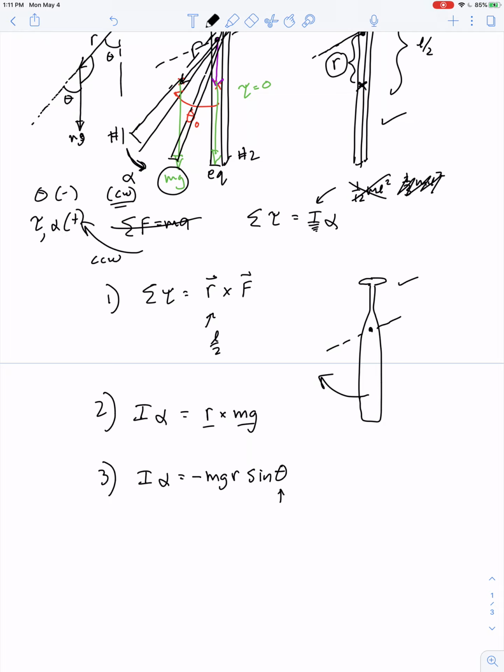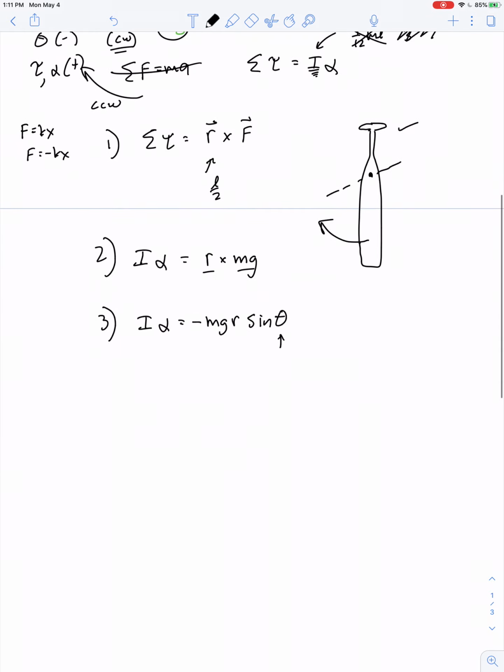So this is kind of like when we write Hooke's law. We don't say F equals kx, we say F equals negative kx due to the nature of the restoring force. So because this is a restoring torque, we have to have the negative sign here.